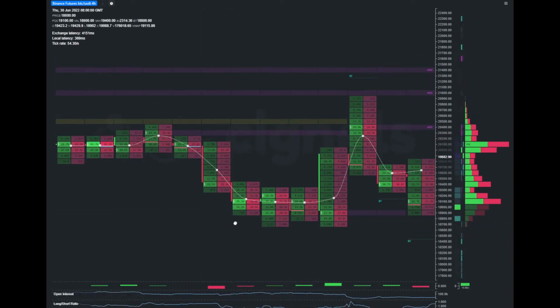And let's start right around here. This is a 4-hour Bitcoin USDT chart, or cluster, if you will. And let's look here. Notice how we start right around 20,000, start to break down, negative delta, and a falling long/short ratio if we look here, and falling VWAP.